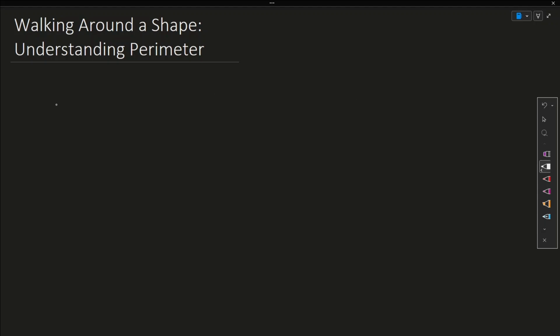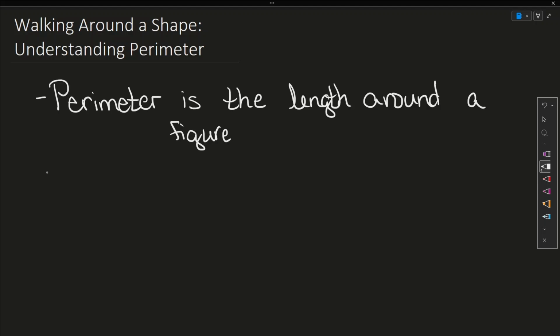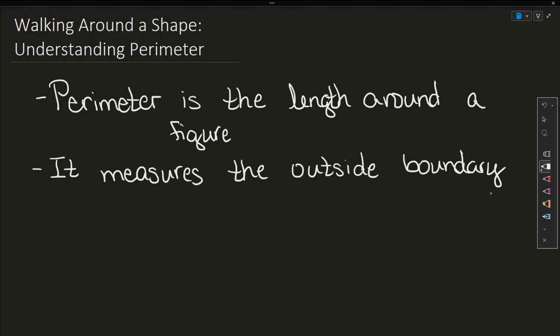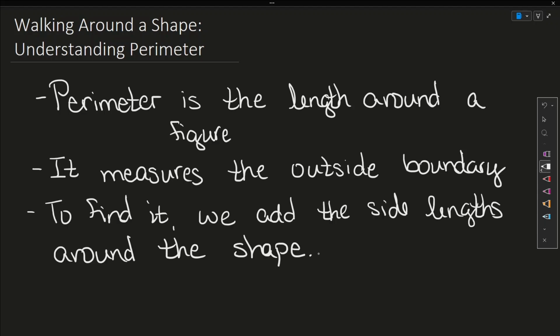So, let's summarize. Perimeter is the length around a figure. It measures the outside boundary. And to find it, we add the side lengths around the shape. That's it. Simple, but very important.